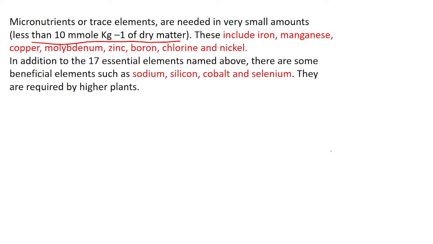So macro is clear. Now we will move on to micro. Micro means very small amount. So these are the trace elements. They are needed in less amount, that is less than 10 millimole per kg of the dry matter. Now you have to learn the names of these micronutrients also. How will you learn? You have heard about Pokemon. Here we are learning Pokemon. This word you have to remember, Pokemon.